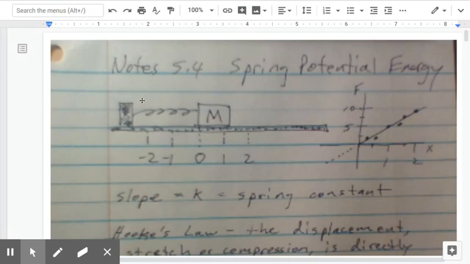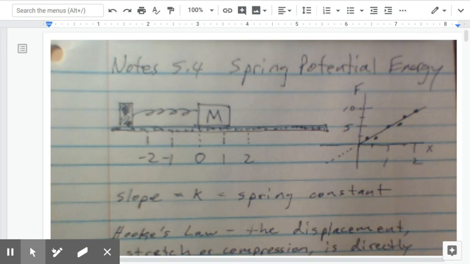And in section 5.4, we'll be talking about springs and spring potential energy and the law of conservation of energy, mostly when non-conservative forces and work are not considered. But we'll talk a little bit about when non-conservative forces come in as well.